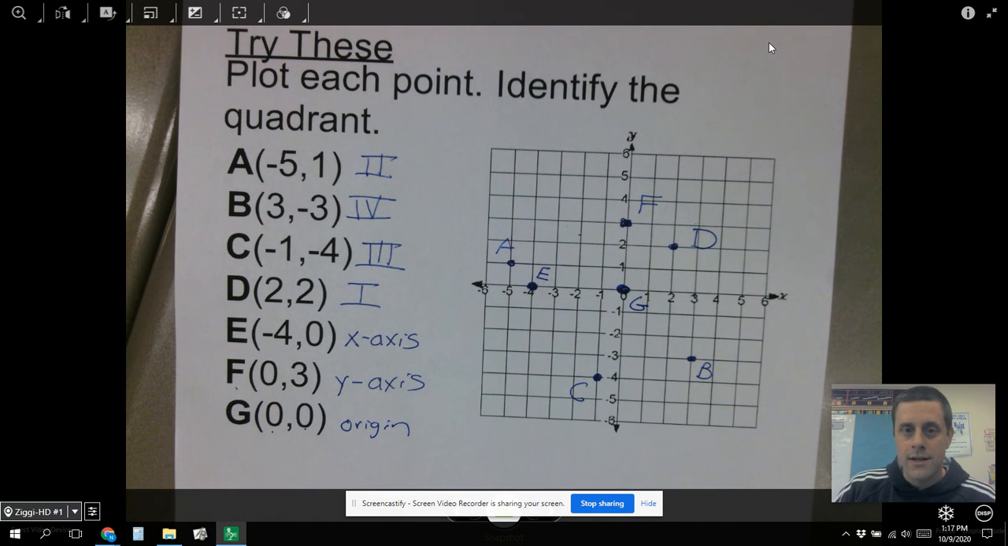Please complete the independent practice assignment for the coordinate plane. Take a picture of your work and upload that file for submission.